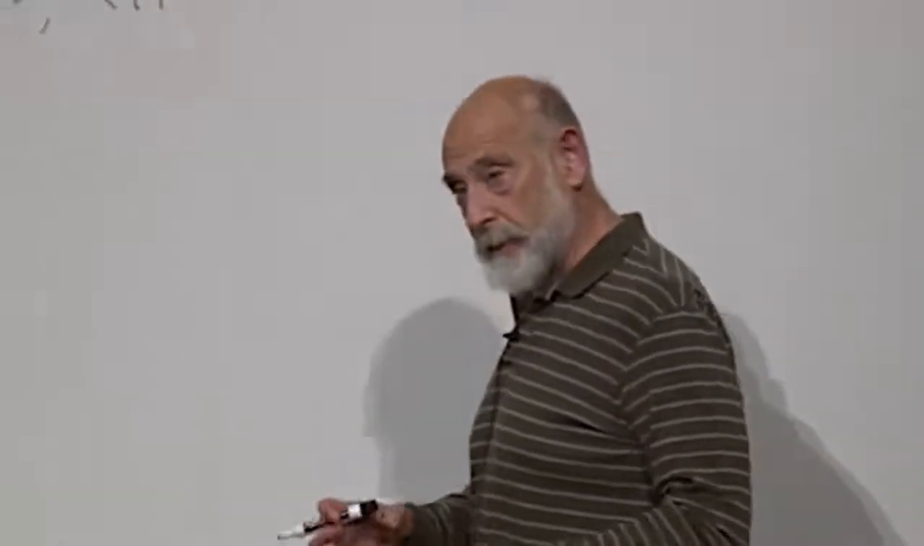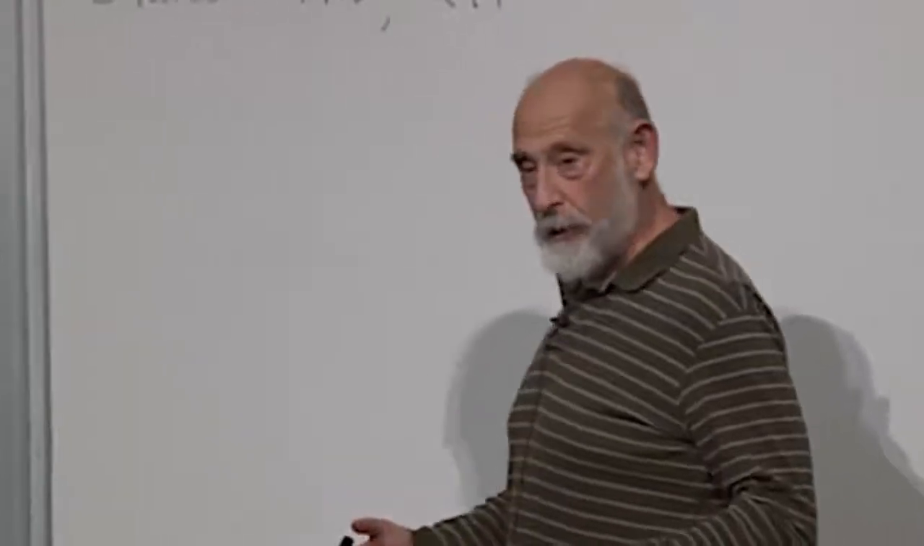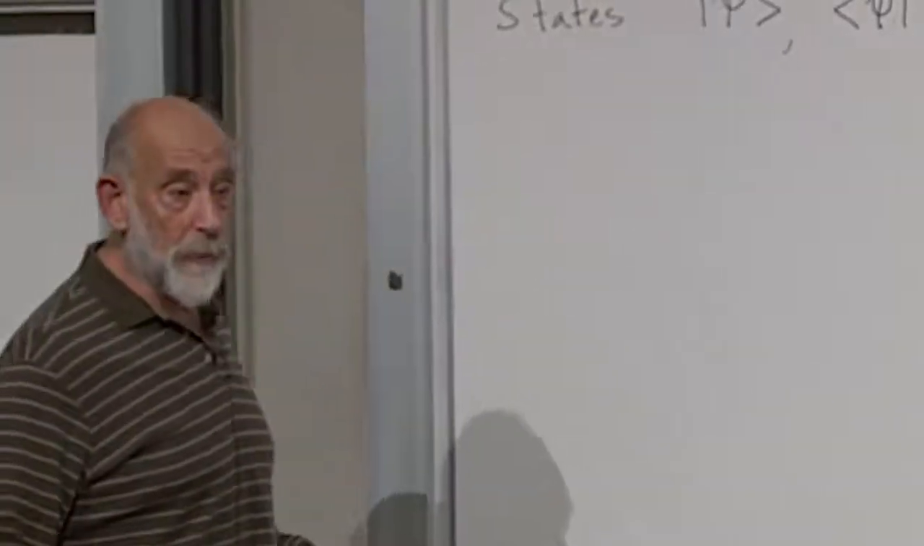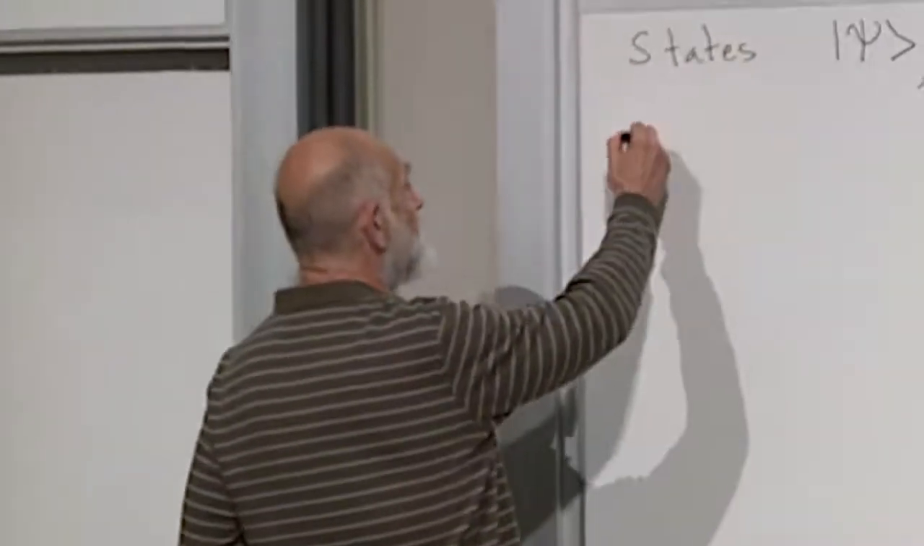So states are represented by state vectors. We could say a little bit more, but if I were to say the whole thing, of course, we would then go through the entire quarter, so I won't. In addition, there are observables, things that you measure. Measurables or observables.